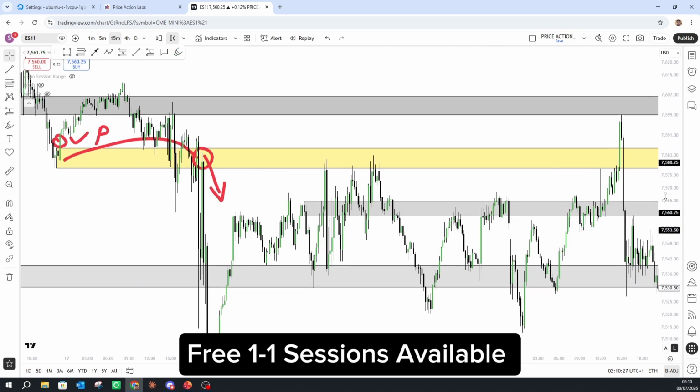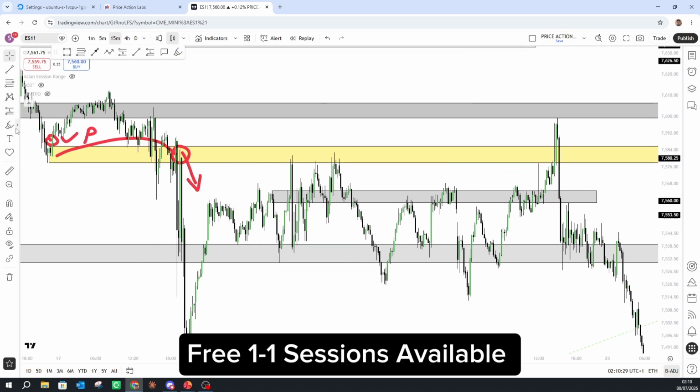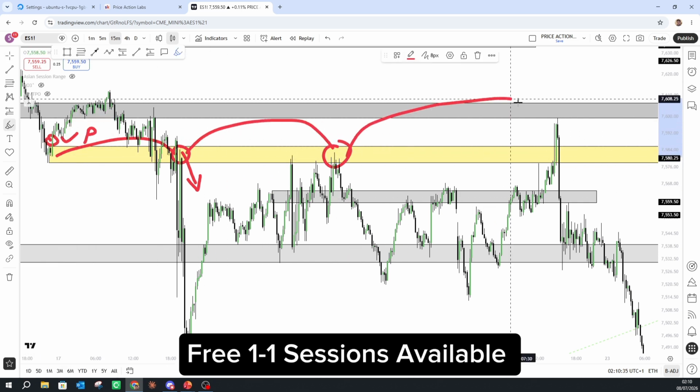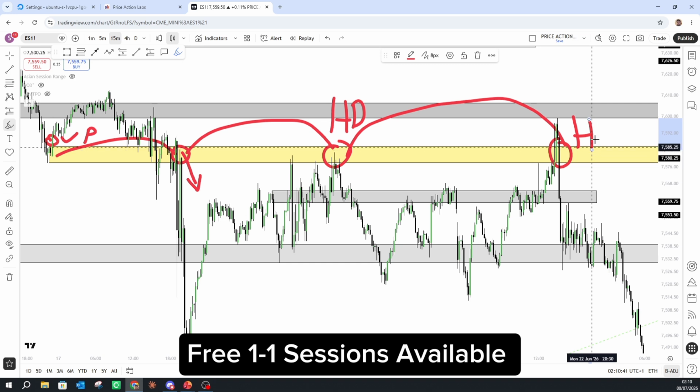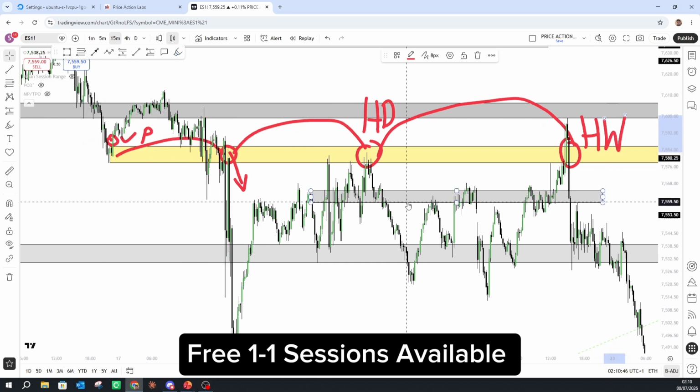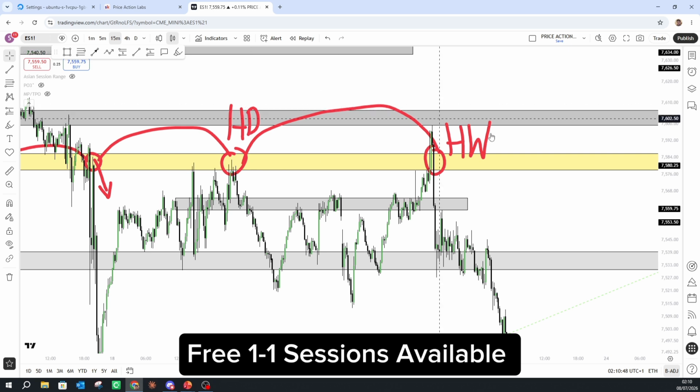Now what you want to focus on is this, right? Look at this key level and look at how powerful the level is. We saw rejections giving us a high of day. We saw rejections here giving us high of week. So we had high of day and we had high of week. And for those who ask me, what's the significance of that? High of day and high of week.